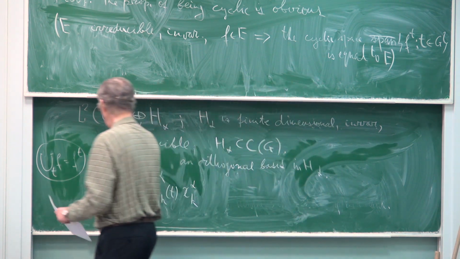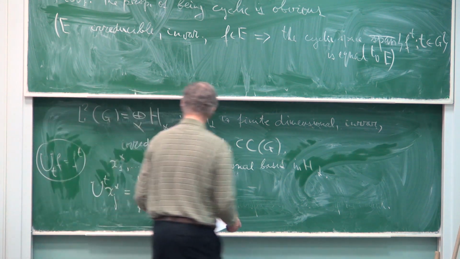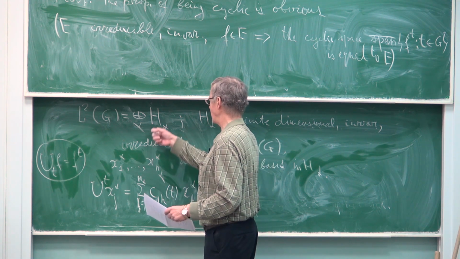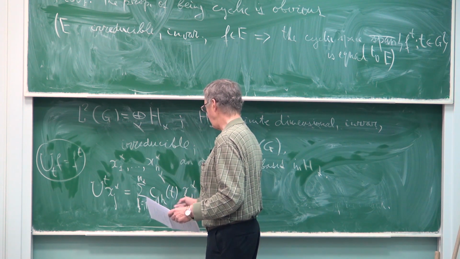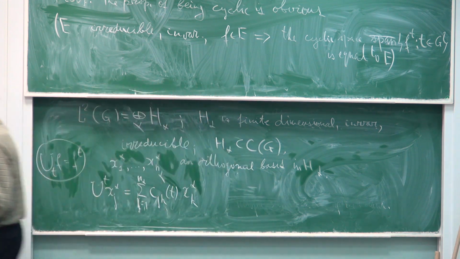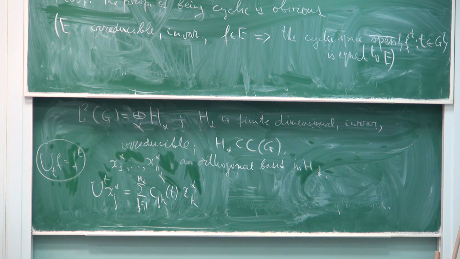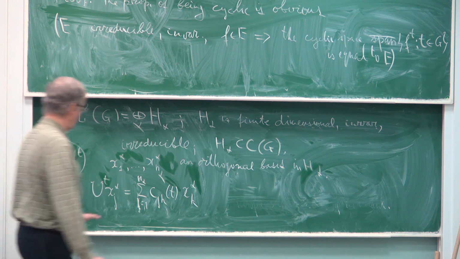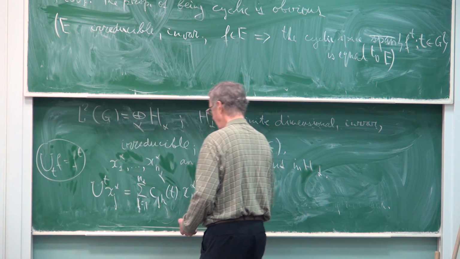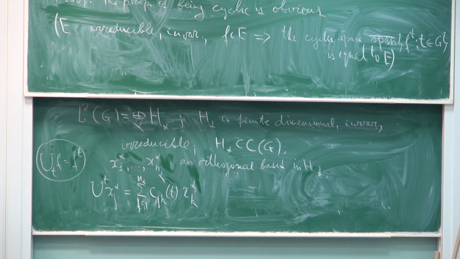So each shift by t is a unitary operator in each space H alpha, and it acquires a matrix there. So it acts here in a very simple way, simply as a unitary operator with this matrix. I want to explain to you that in the commutative case, the situation is very, very simple. In fact, we know it, but it is instructive to approach it from this side.